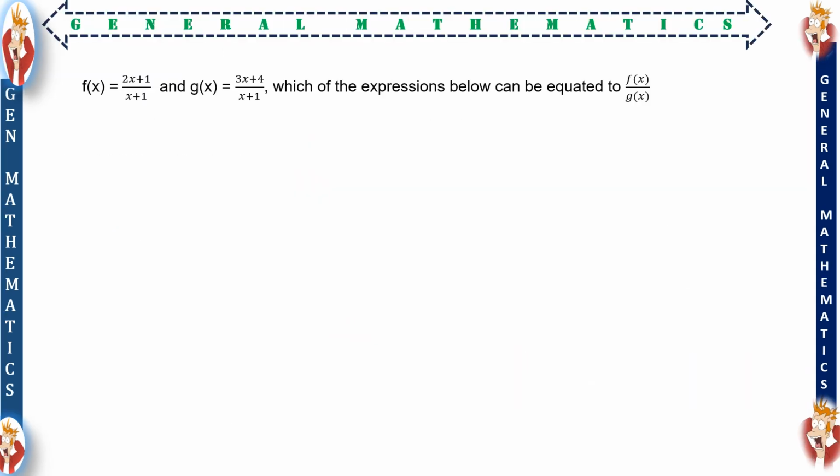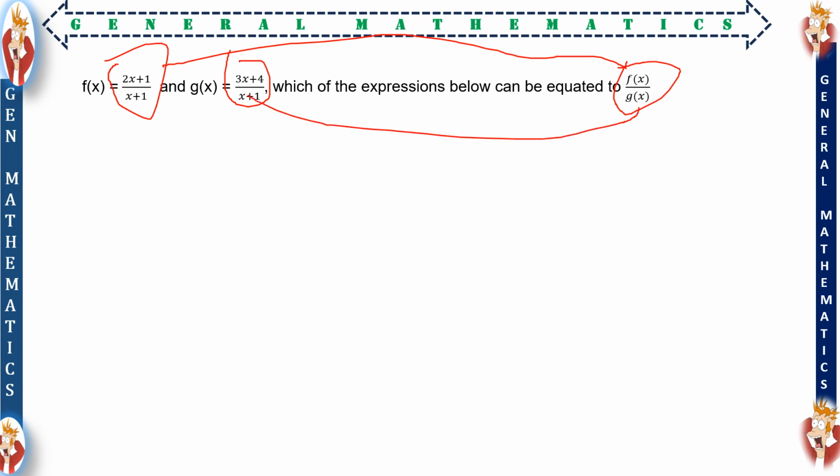Let's have the next problem. We have f of x is equals to 2x plus 1 all over x plus 1 and g of x is equals to 3x plus 4 all over x plus 1. Ang tanong, which of the expression below can be equated to f of x over g of x? So dito sa kaso na to, para malaman po natin yung kanilang simplified form ng quotient, this is the quotient of the function, kukuhanin muna natin yung value ng dalawang function. I-replace natin yan sa f of x, ito naman po sa g of x. Next, after na ma-replace po natin yan, simplify tayo syempre.